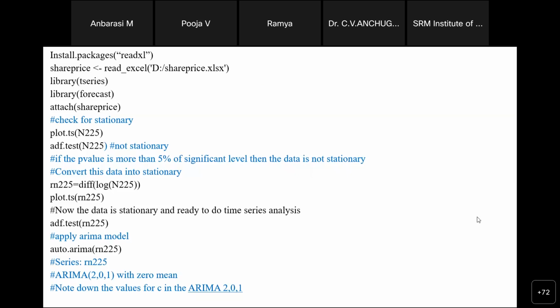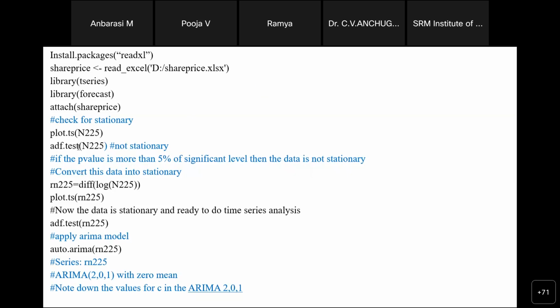The mean value and the variance value will be the same for the entire series. After that, what we have to do now is convert the data to stationary. After converting to stationary data, we have to pass that into an ARIMA model.